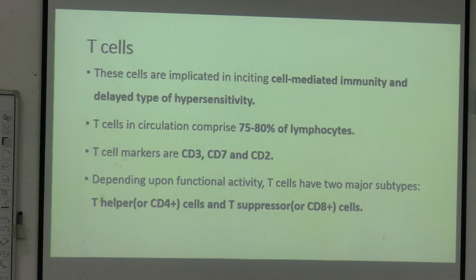Now T cell. T cells mediate cell-mediated immunity and delayed type of hypersensitivity. They comprise 75 to 80% of lymphocytes, with T cell markers CD3, CD7, CD2. Depending upon functional activity, there are two types of T lymphocytes: CD4, called T helper cell, and CD8, which is called cytotoxic T lymphocyte or T suppressor cells.